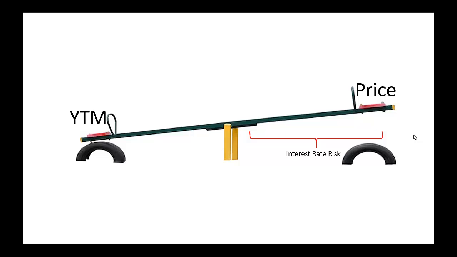Here's the key to understanding it. Yesterday, what we were saying is, imagine that the yield to maturity moves by 1%. What bond will have the biggest price swing? And yesterday we said long-term bonds will have the bigger price swing because the duration will be longer and the length of the lever will be longer.